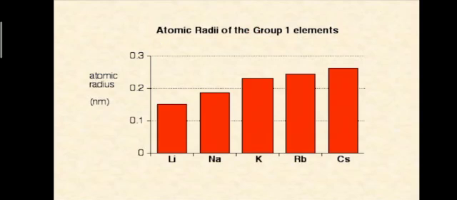Atomic radius of group 1 elements: in group 1, the size of the atom gradually increases, which is directly proportional to the atomic radius. So the atomic radius increases from top to bottom.